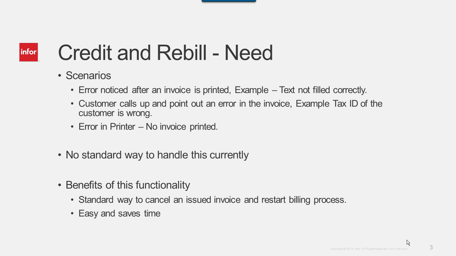The need for credit and rebill. There are many situations when an invoice which is already printed or even posted needs to be reverted back. Examples are given on the screen. There could be many other scenarios why this would be needed. For example, when the text on the invoice is not correct, or the customer calls up and points out an error in the invoice, maybe a tax ID of the customer is wrong. In some cases, the invoice was printed but never really came out of the printer.